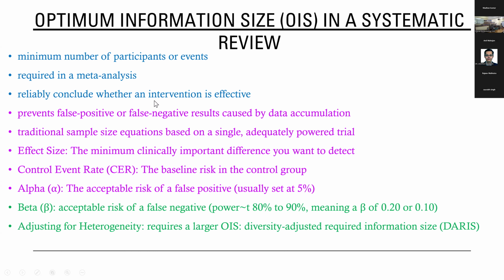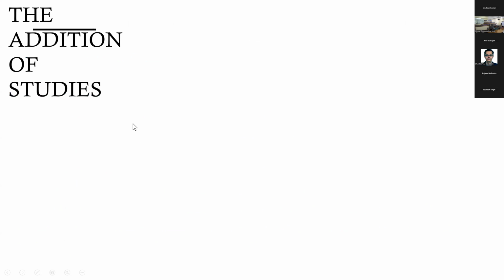And in a systematic review, there is one more concept for sample size, which is that we must account for heterogeneity, which we do not do in a single study. If anybody is interested in reading more about this, if you just Google Cochrane prospective approaches to accumulating evidence, it talks more about optimum information size. So, what I have been alluding to so far is really about whether we should add new studies to our systematic review or not.